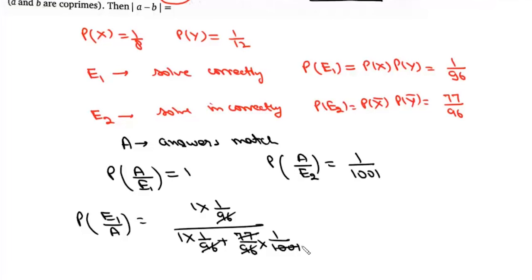Now this 96 will cancel. Now 77 divided by 1001 is 13. So this probability will be 13 by 14. And that's your A upon B. Now the modulus value of A minus B is simply 1, and that is the answer to this question.